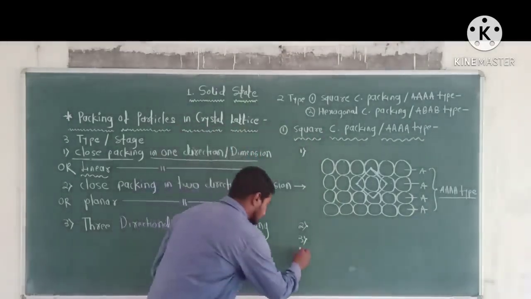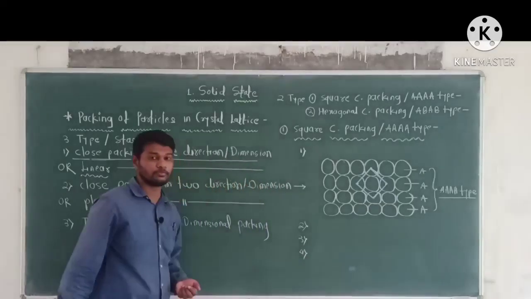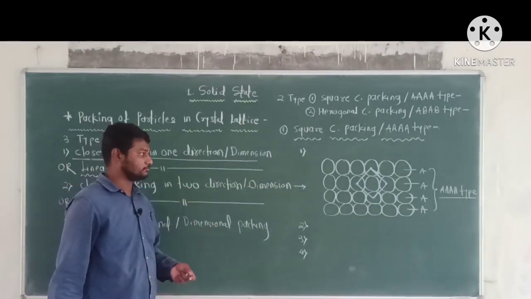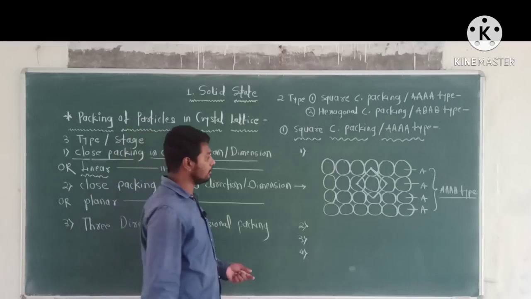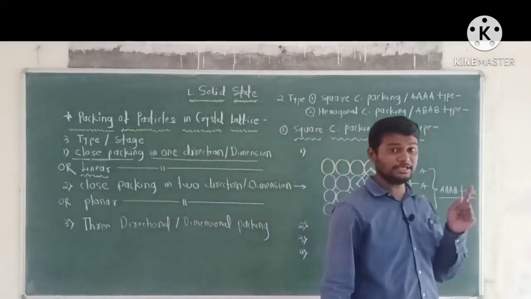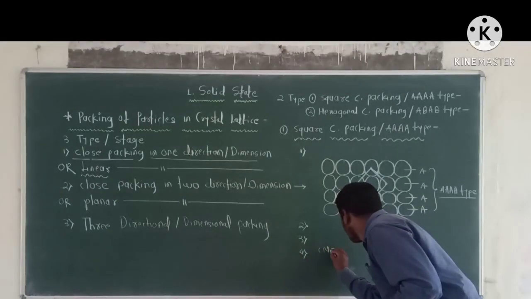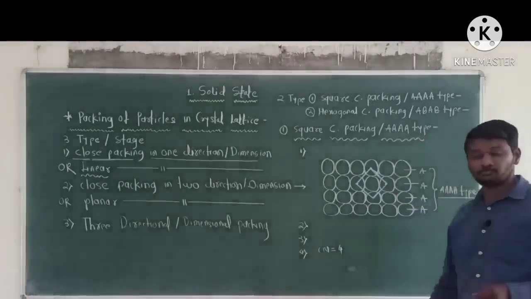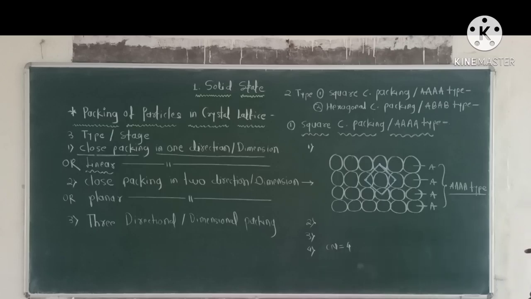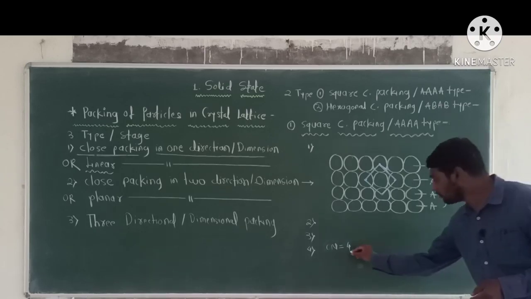And the last point is, in this packing the coordination number of each constituent particle is 4, because in this packing each constituent particle is surrounded by, or in contact with, 4 other constituent particles. Therefore, the coordination number of each constituent particle in this packing is 4.